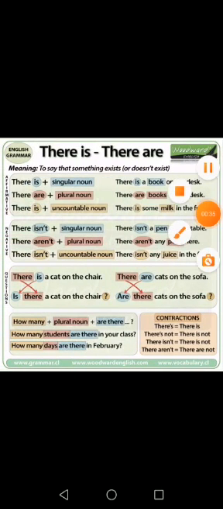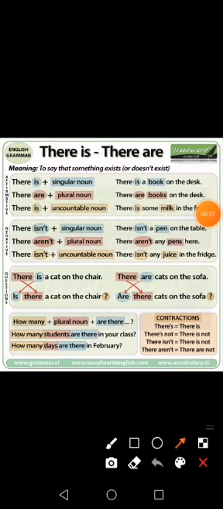We use there is and there are to say that something exists or does not exist, that something is found or not found. To talk about something موجود or غير موجود. So how do we use there is and there are?